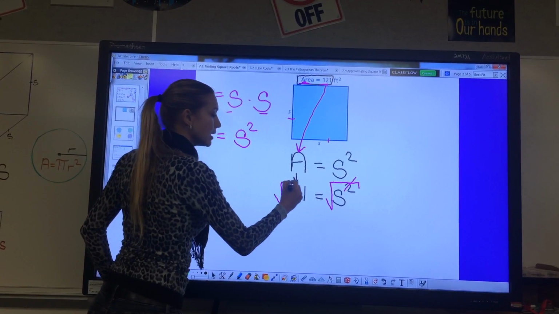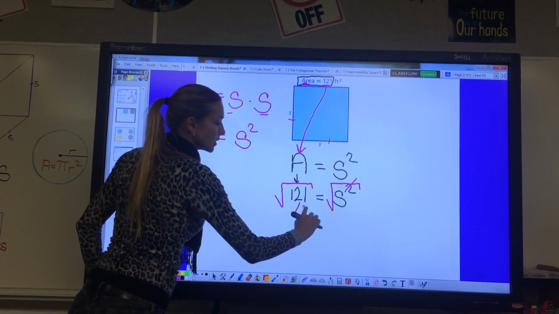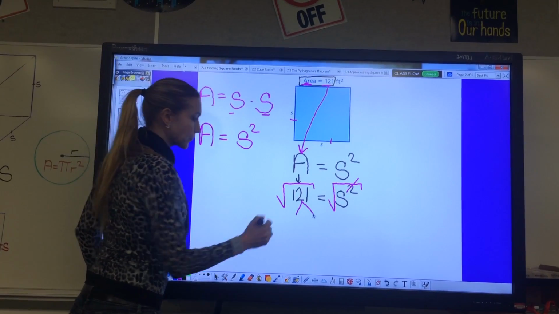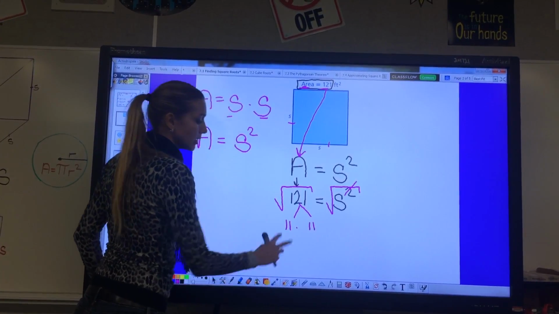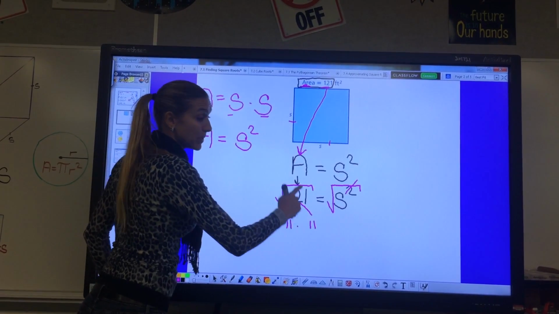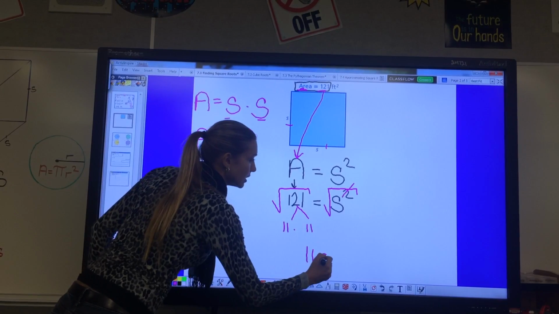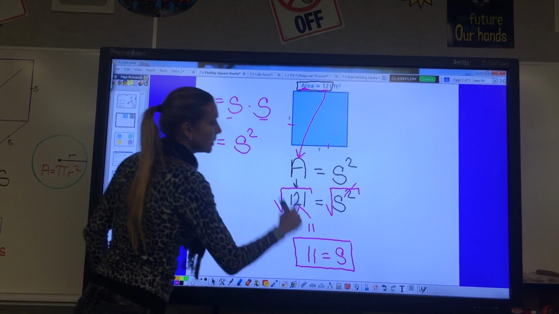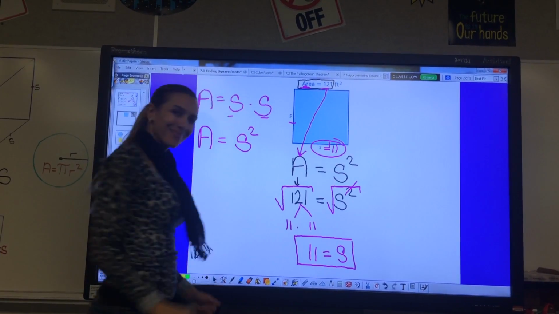What I do on one side, I have to do to the other side. What 2 numbers give me 121 when multiplied by themselves? Well, I know it's 11 times 11, right? A number that is identical multiplied by itself. So my answer is 11 equals S. Each side on this square measures 11 feet. Sounds good?